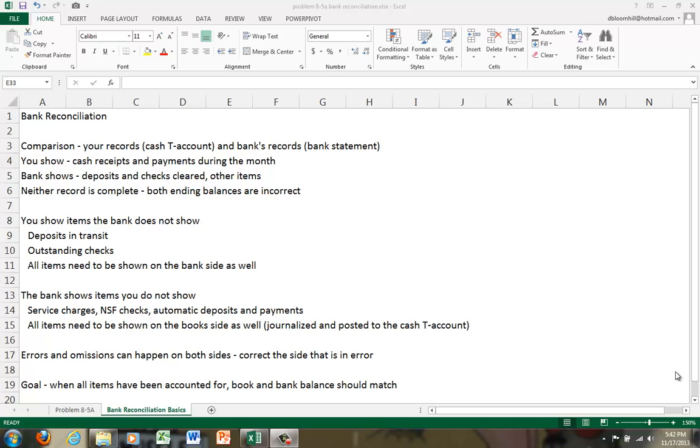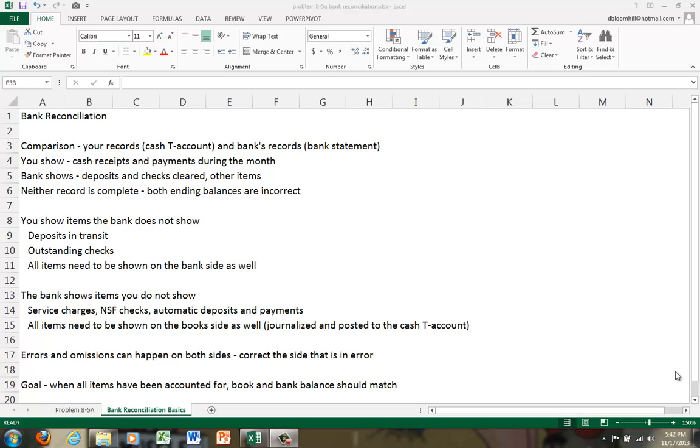So those are things that are in your ledger that the bank doesn't know about. In order to correct for these items, you're going to show them on the bank side as well, because they are going to be presented for payment very soon. So they are good transactions that need to be shown on both sides.